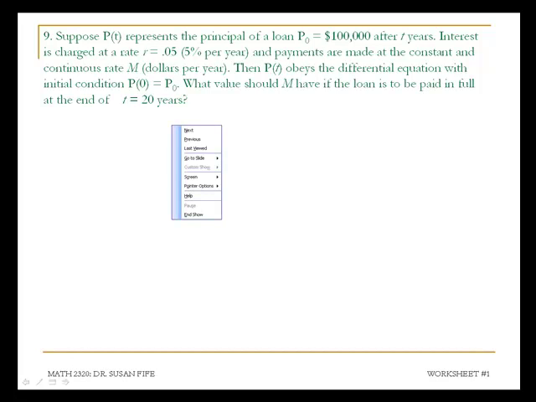with interest, here we're starting with an initial loan amount of $100,000. So that P of 0 stands for the principal at time 0. I write that here. P of 0 is $100,000.